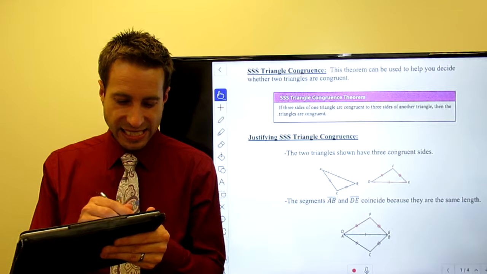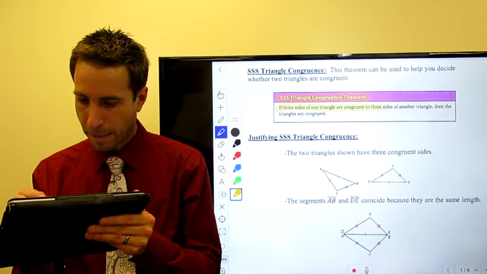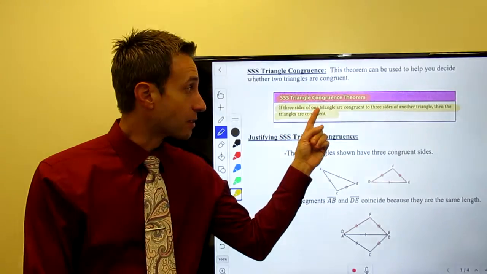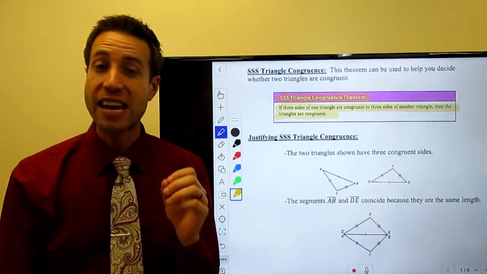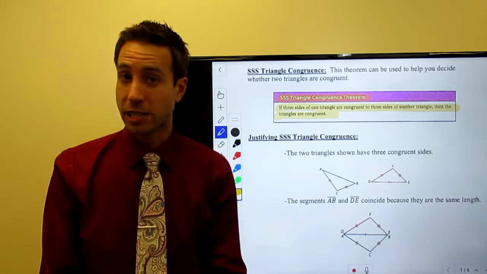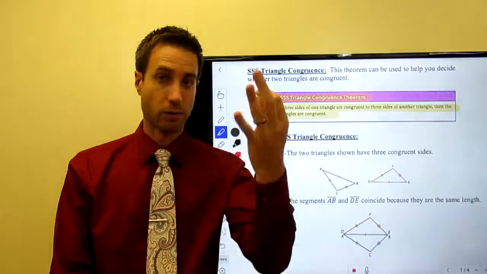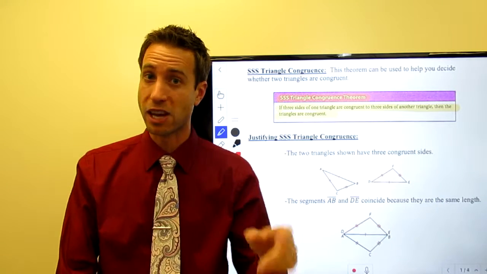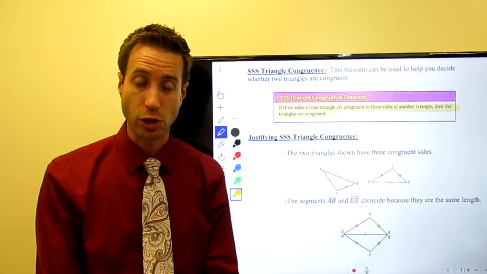All right, the side, side, side congruence theorem. Here's how it works. Okay, first, the theorem. If 3 sides of one triangle are congruent to the 3 sides of another triangle, then those triangles must be congruent. So here's all you need to do. You just need to show that the 3 pairs of corresponding sides of any 2 triangles are congruent, and you've proven that those triangles are congruent.